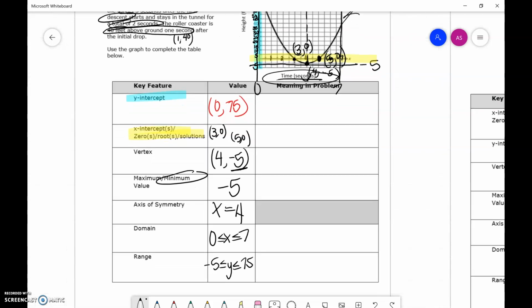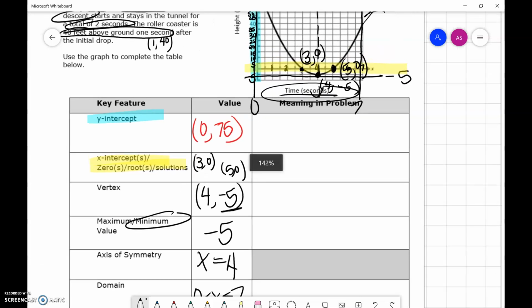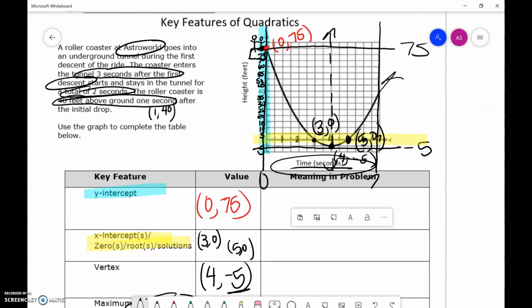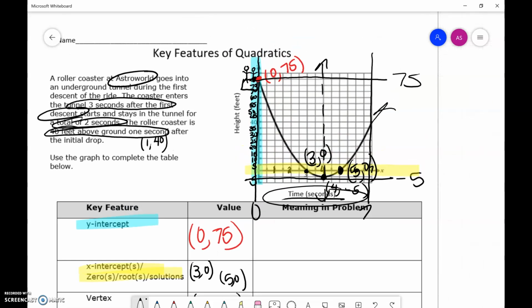So now the fun part, we want to talk about what this means in terms of the problem, and we do want to use complete sentences. So we have our x, which is our time. Our time is in seconds. And our y is our height. Our height is in feet. Anytime I'm talking about x, I'm referring to the time of the roller coaster. And anytime I say 75 or my height, I'm referring to the feet, or where the roller coaster is in the air.